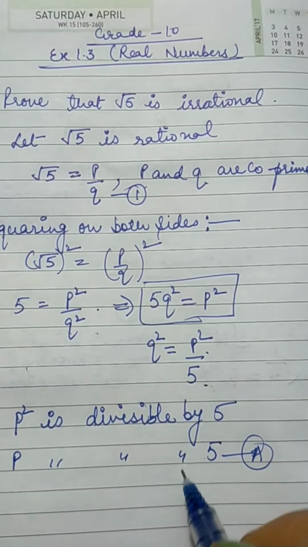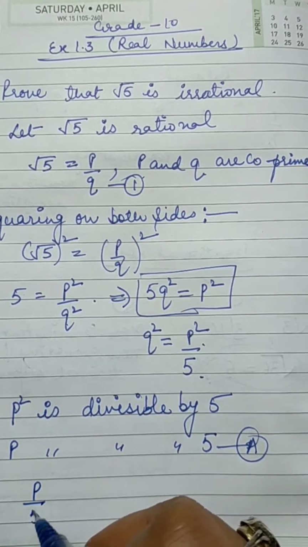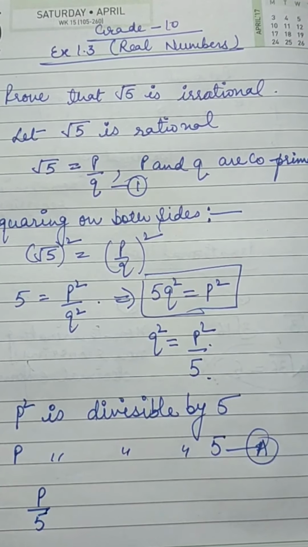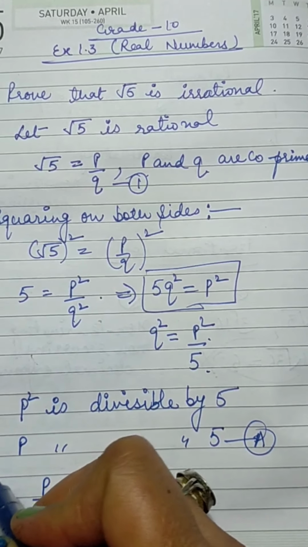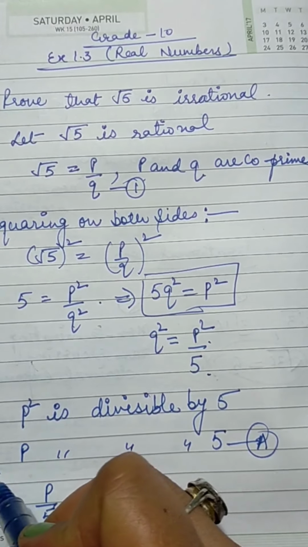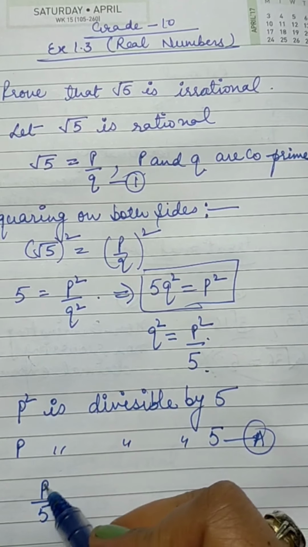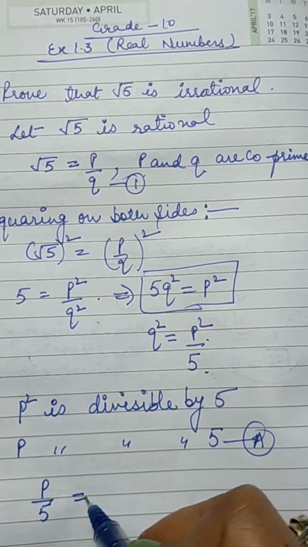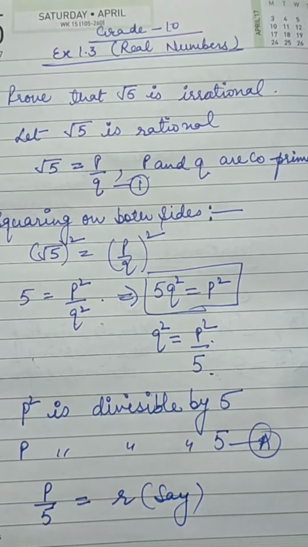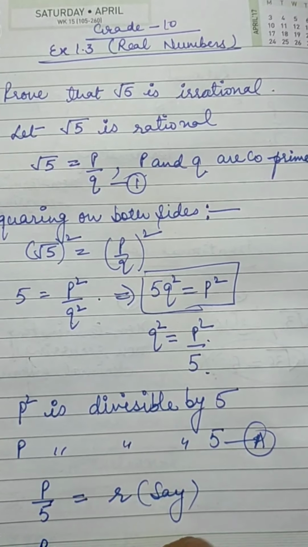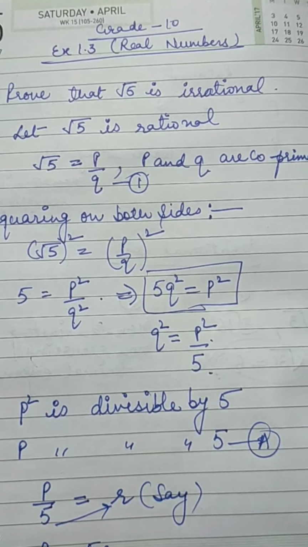Let's see what happened with q. Now if we divide something, suppose I am dividing 15 by 5, I will be getting 3. That means when we divide two numbers, we get another new number. So when we divide p by 5, I will be getting some new number, say it to be r. So p is equal to 5r. This 5 goes over that side and this becomes 5r.